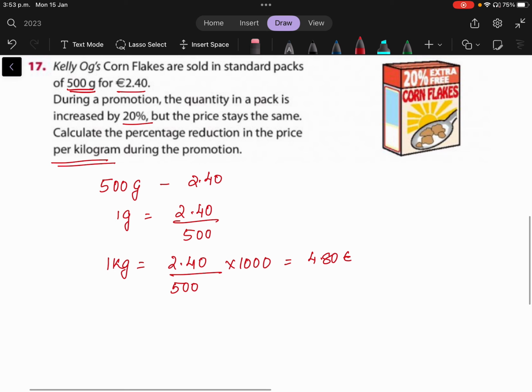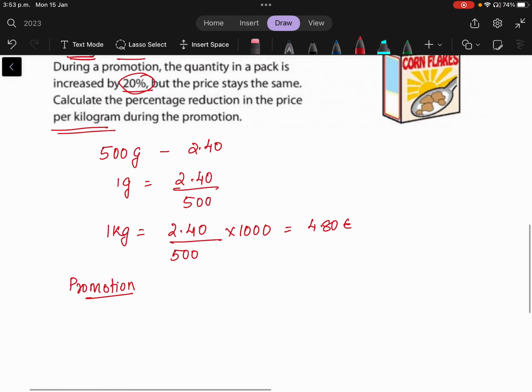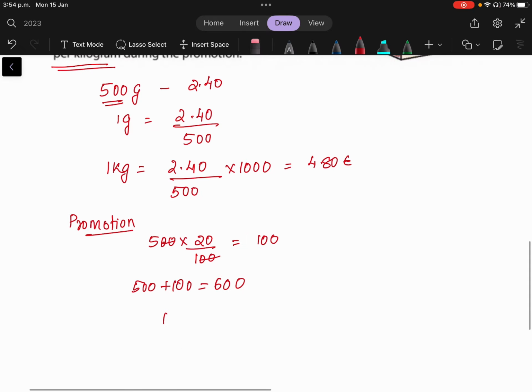Now, when it is in the promotion time, what is happening? It is increased by 20%. What is increased? The quantity of the pack is increased by 20%. So which means that 500 is increased by 20%. So you find the increased percentage here. It is 500 times 20 over 100, which will be equal to 100. So the weight now is 500 plus 100, that will be 600. Okay. So 600 gram cost 240.